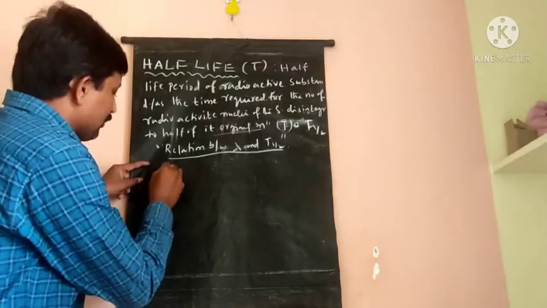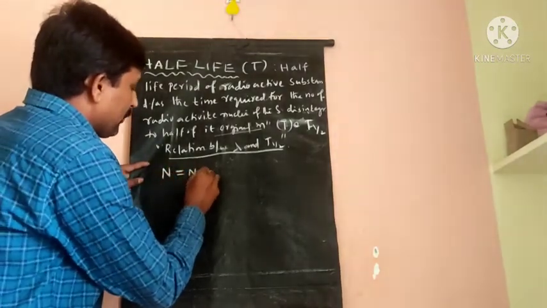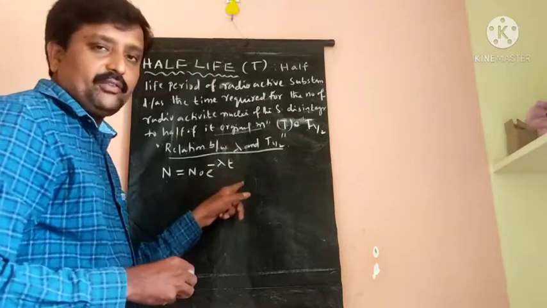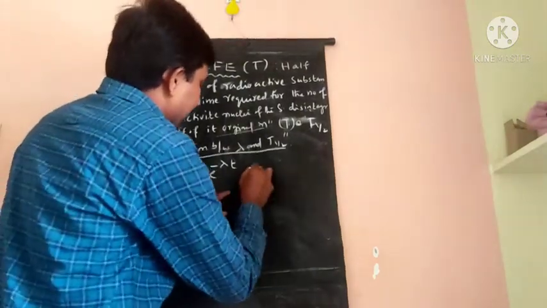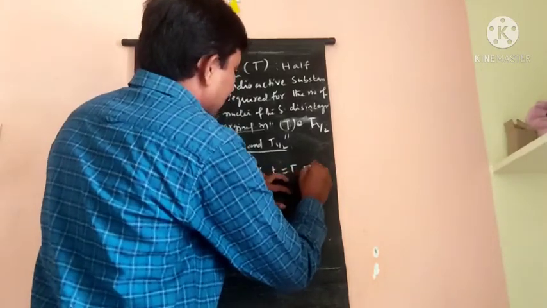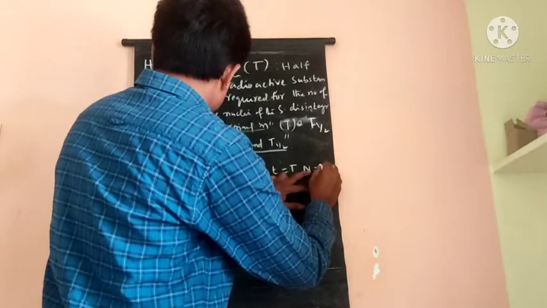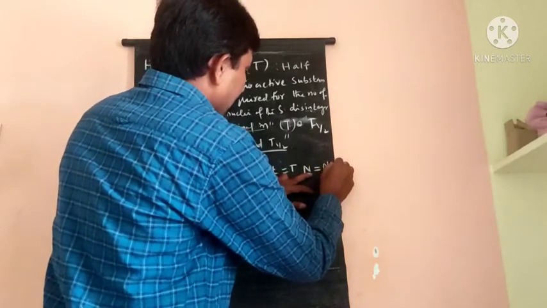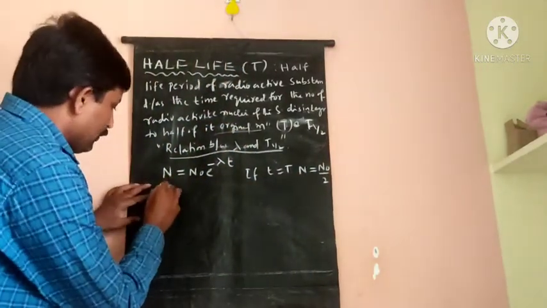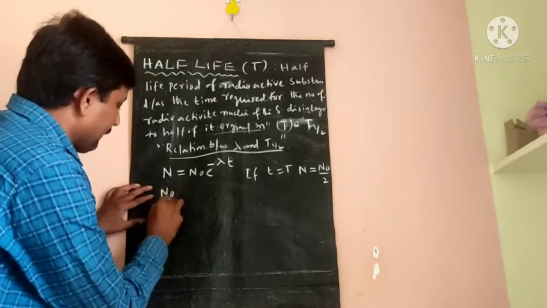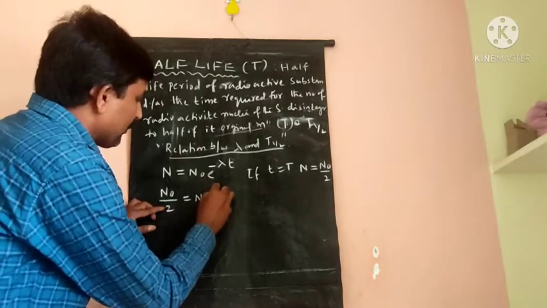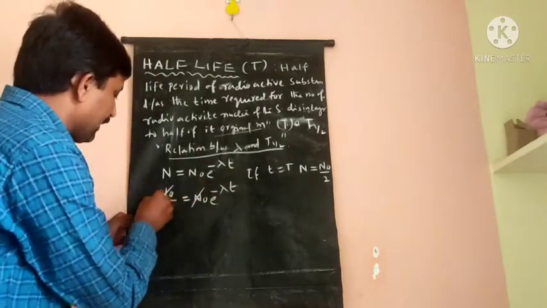So we know that N is equal to N naught e power minus lambda t. This is the law of radioactivity. If small t is equal to capital T, N is equal to N naught by 2. So in this equation, instead of N, substitute N naught by 2, that is equal to N naught e power minus lambda t. So here N naught gets cancelled.